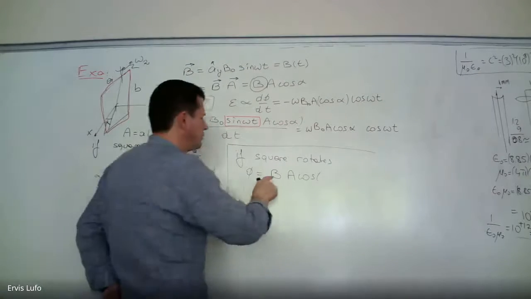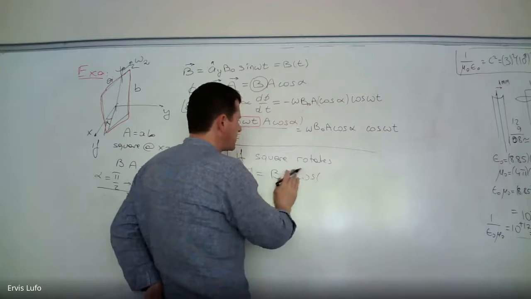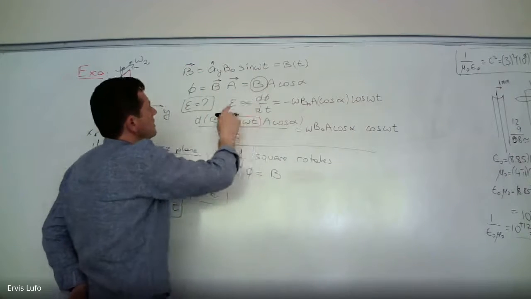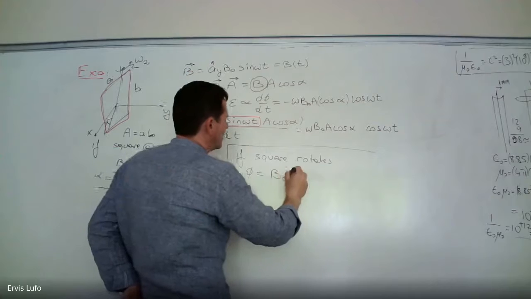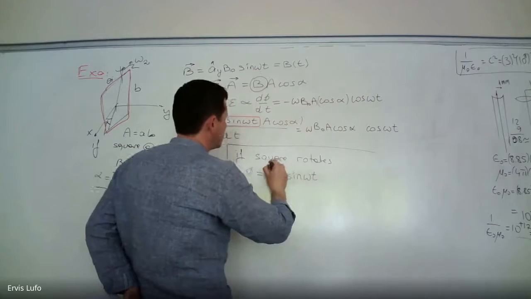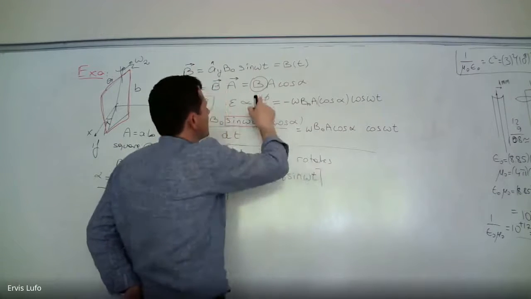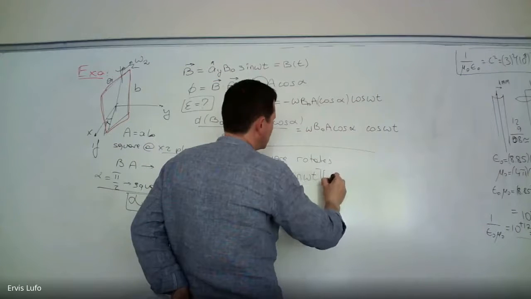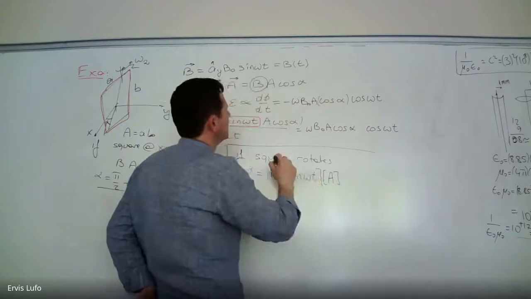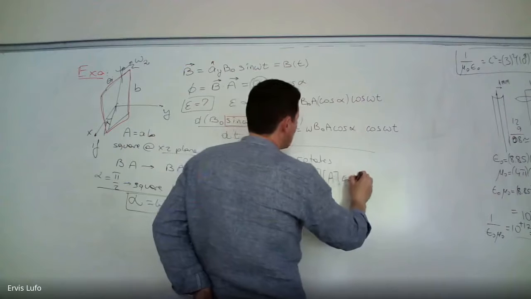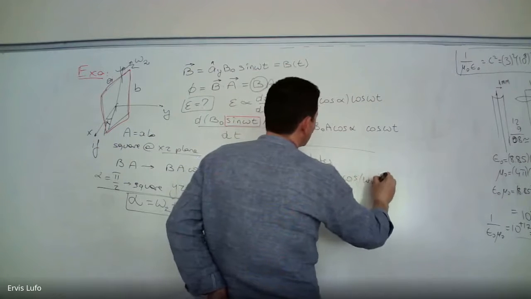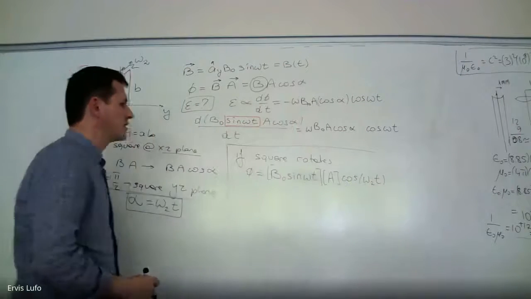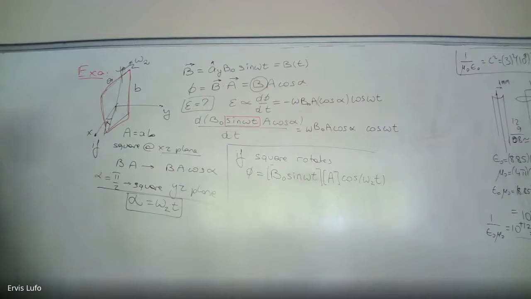So this will be B times A. Maybe it's best if we write the B on this. B is equal to B0 sine omega t, times A, which is the area, a constant value, times cosine omega 2t. Okay, so that's it. This is the flux now.